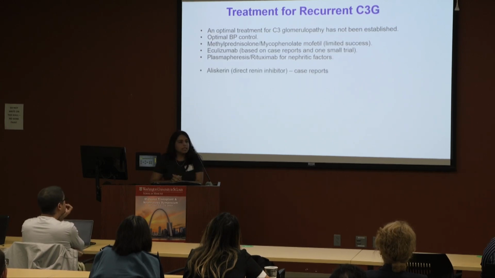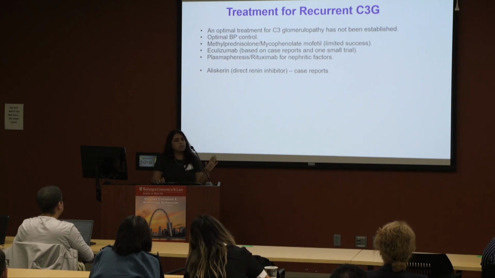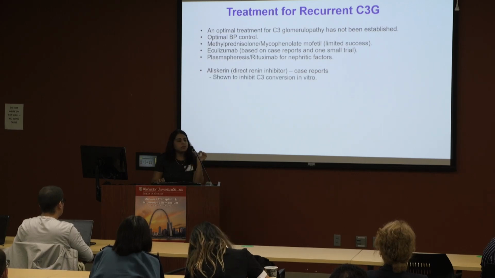And then there is more data that's come out on using a direct renin inhibitor, so just giving you a quick overview of what is known. There are case reports that have shown that it is helpful in C3G. And that comes from the fact that renin actually converts C3 to C3a and C3b, and that's where the rationale is for using a renin inhibitor.